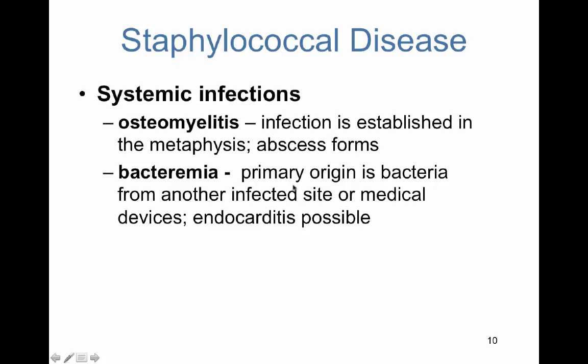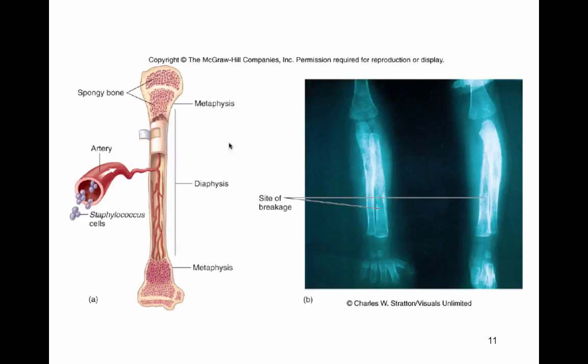So in this case, the primary origin is bacteria from another infected site or medical device. This can progress to a more serious infection of the heart. So this is cartoon image within the long bone showing you staph cells, and this can make the bone very weak, so more prone to breaks.